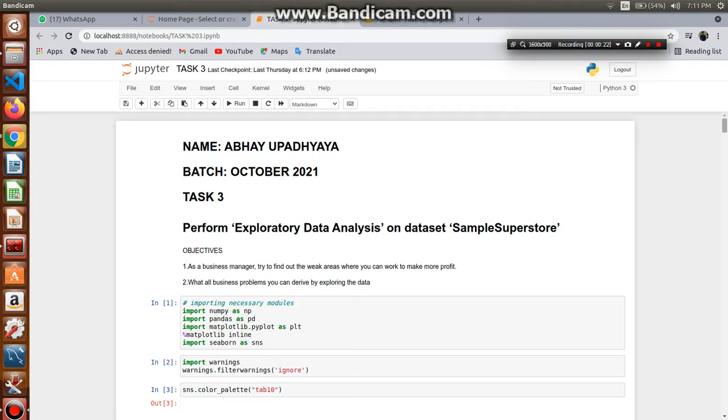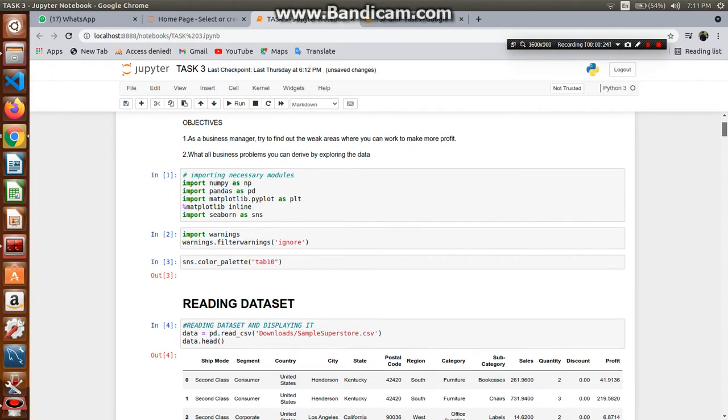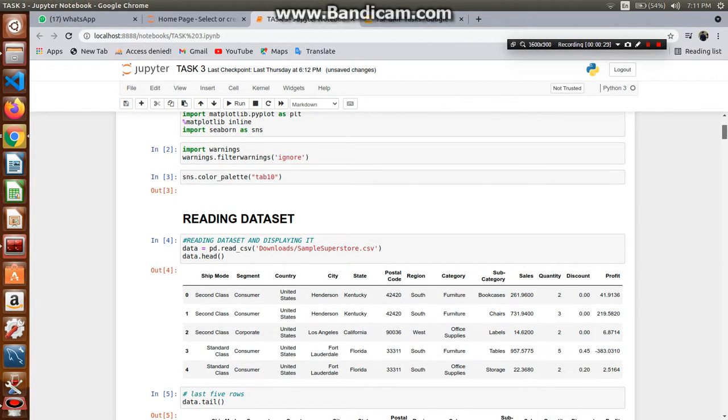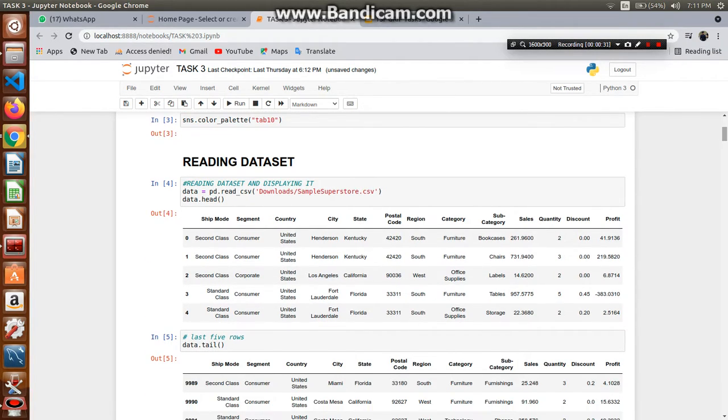We need to first import all the necessary modules in order to use all the visualizations. After that we import warnings in order to get rid of them. After that we start with reading the dataset. We are using samplestore.csv data. All this code is available on the GitHub. We can take it from there.